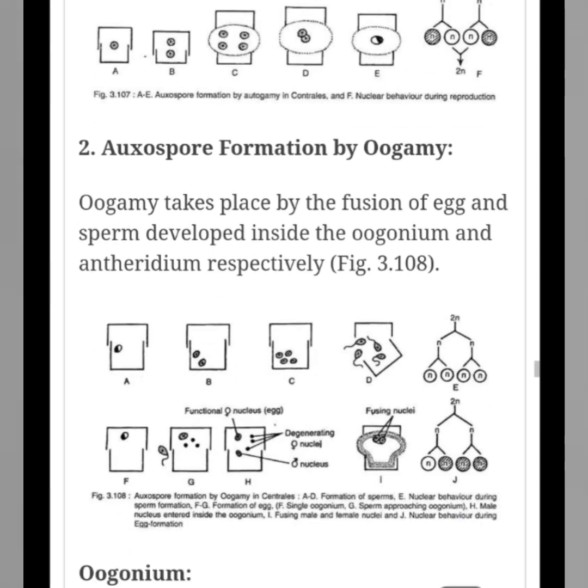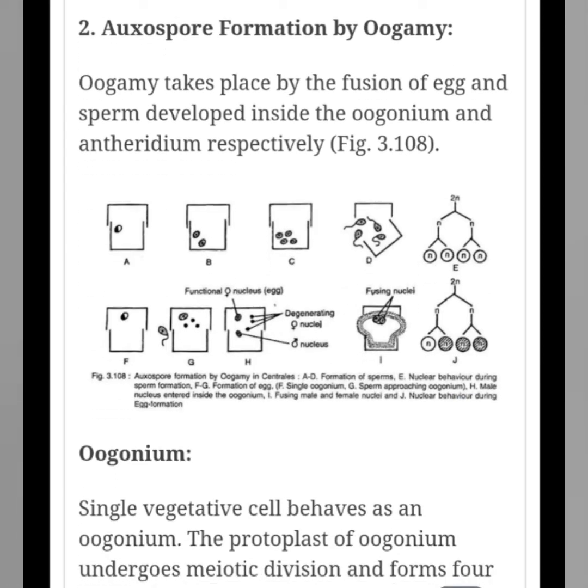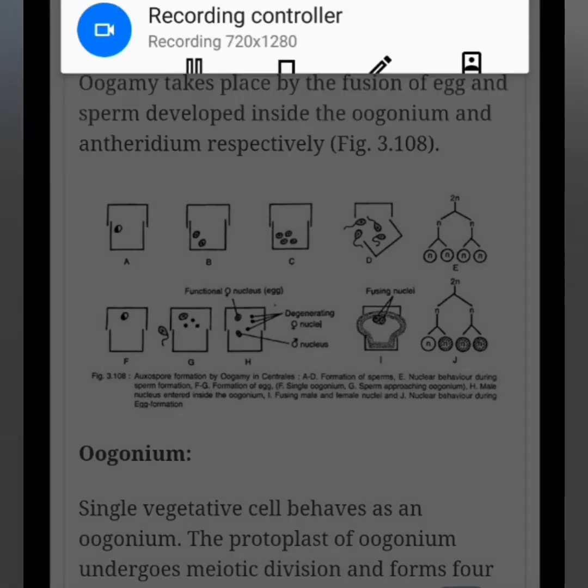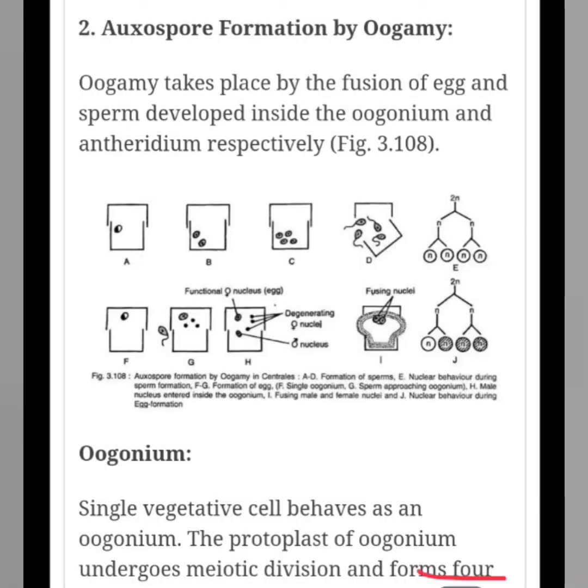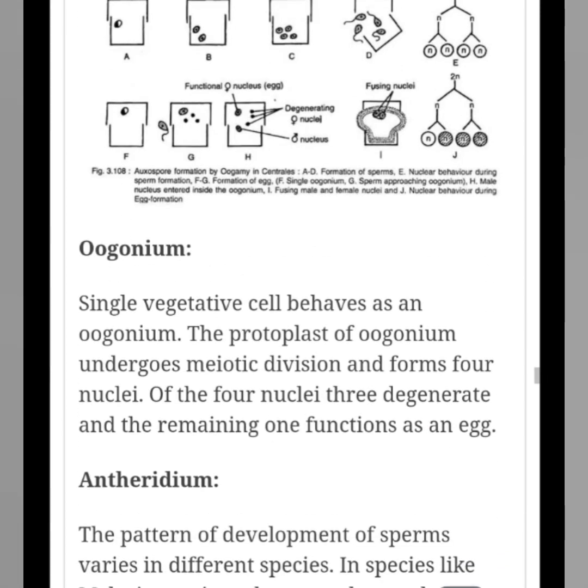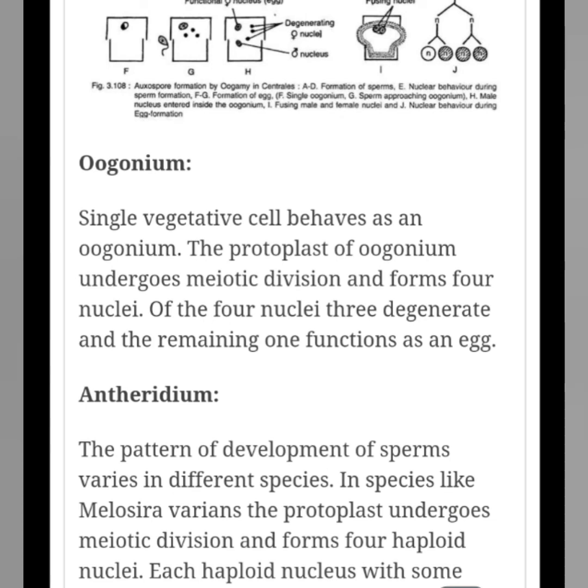Here in oogonium, a single vegetative cell will behave as oogonium. The protoplast of oogonium will undergo meiotic division, and it will form four nuclei. Out of the four, three will degenerate, and only one nucleus will function as the egg. While in case of antheridium, the pattern of development of sperms varies in different species.